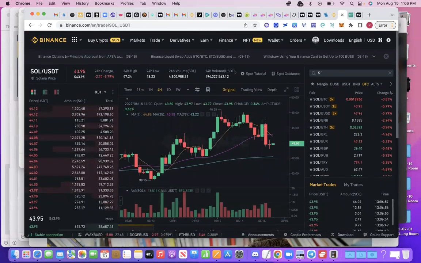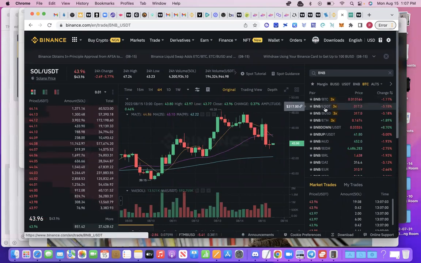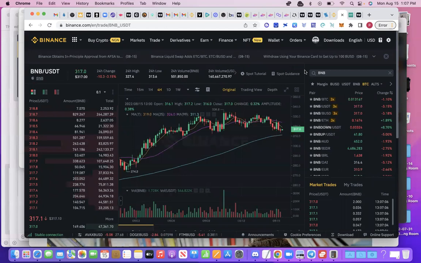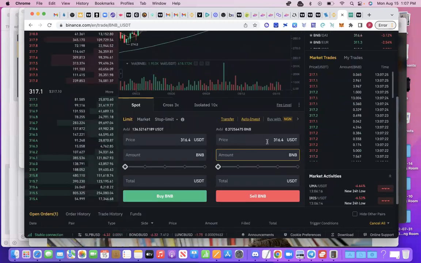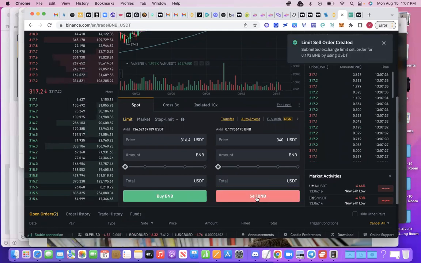But let's say I bought a coin, let's say BNB, and probably this is BNB, and you bought BNB somewhere down here, and now you saw BNB went to 336. Now I want to sell BNB when my signal gives me the go-ahead. So I want to sell BNB at $340. This is BNB, and I enter this price, 340, maybe for half of my BNB. So I click on sell, then leave it there.